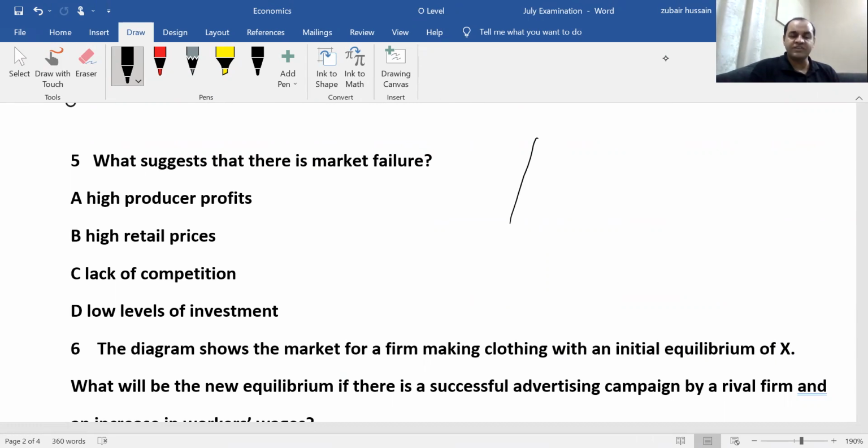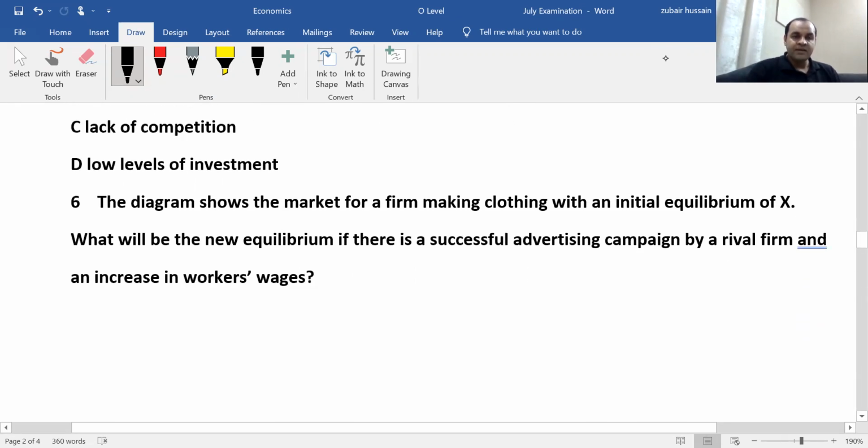In the lack of competition, students, there is a misallocation of resources as well as exploitation from the consumer point of view. From a consumer point of view, there can exist exploitation and misallocation of resources. For these two reasons, it leads to market failure. So option C is the right option for this one.